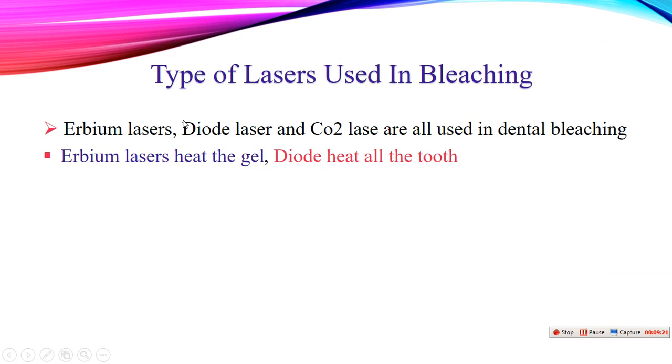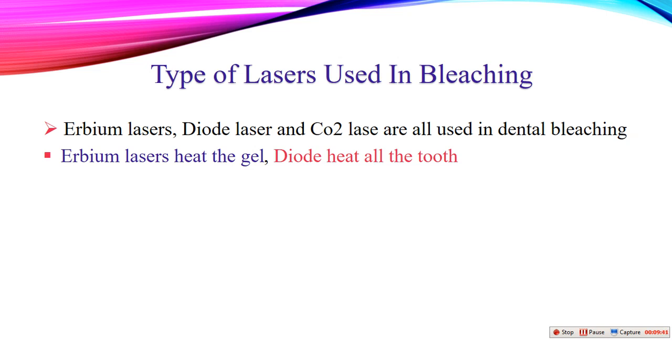Type of the laser used in bleaching. Previously they used argon laser and KTP laser, but now they do not use these types of laser. Mostly used today are erbium laser and diode laser, and CO2 can also be used. Most commonly, diode laser and erbium group laser.